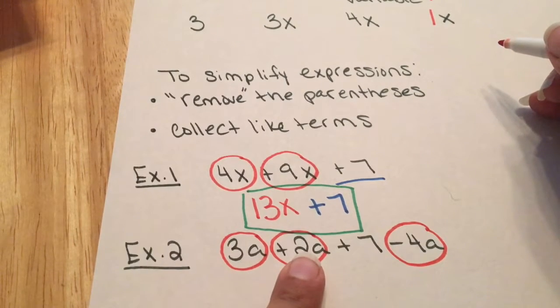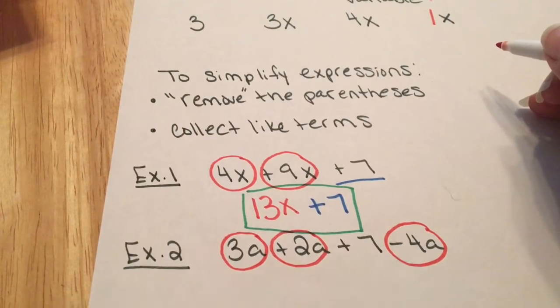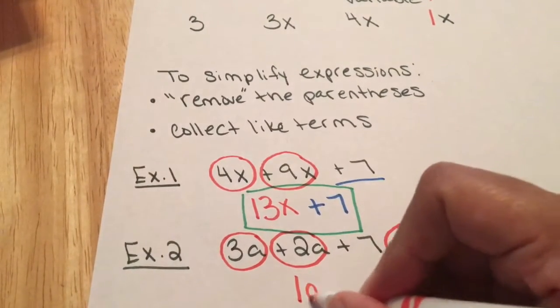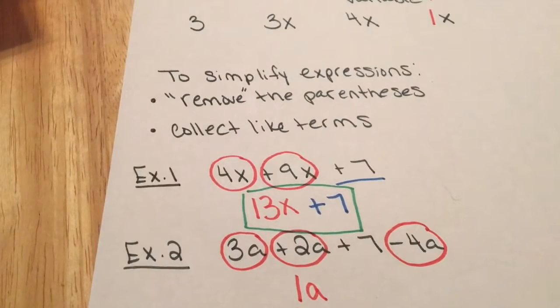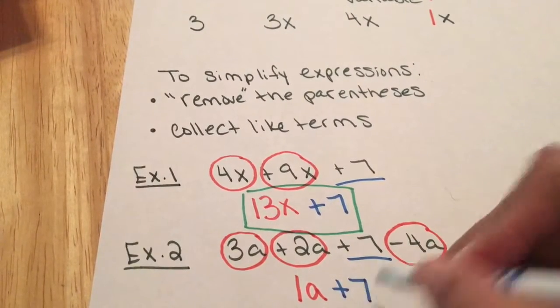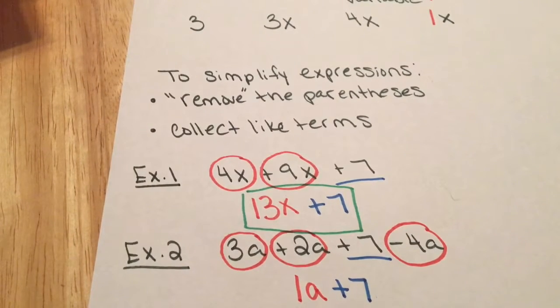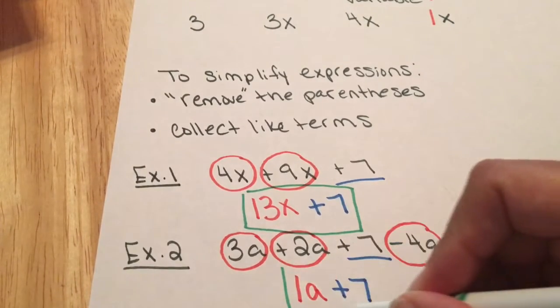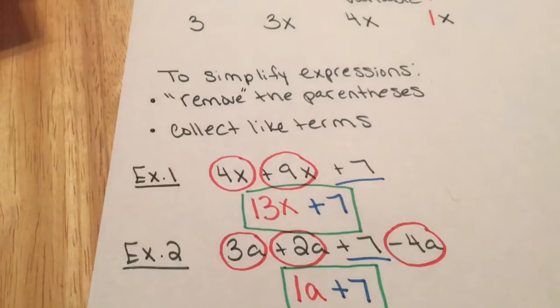3a plus 2a is 5a. 5a minus 4a is 1a. Since there's nothing like the 7, I'm just going to go ahead and bring that down. And since we have a 1a and a 7 as a constant, and I can't combine those two, I'm just going to have this as my simplified answer, 1a plus 7.